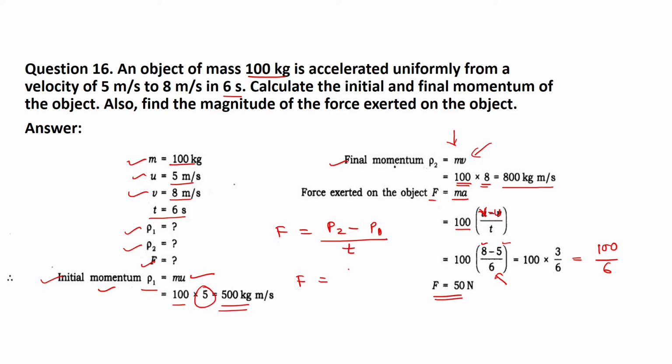Final momentum is 800 kg meter per second. Initial momentum 500, divided by time taken, it is 6 seconds. So F is equal to 800 minus 500, this is 300, divided by 6, and simply 300 divided by 6 is 50 Newton. So in this way we can find the magnitude of the force.